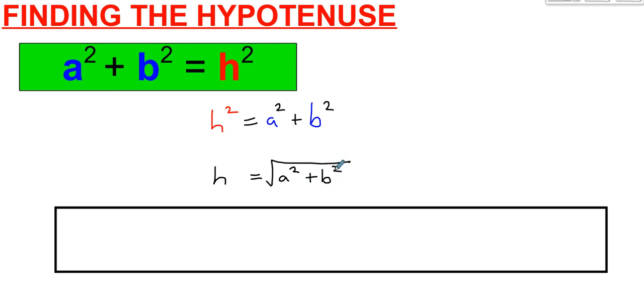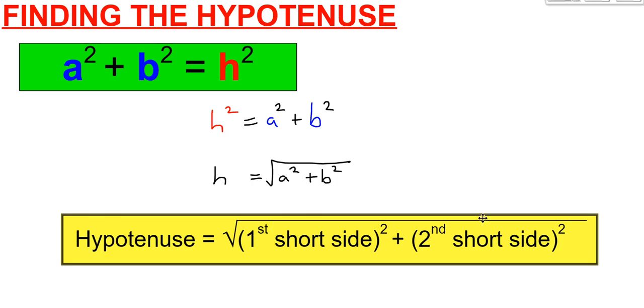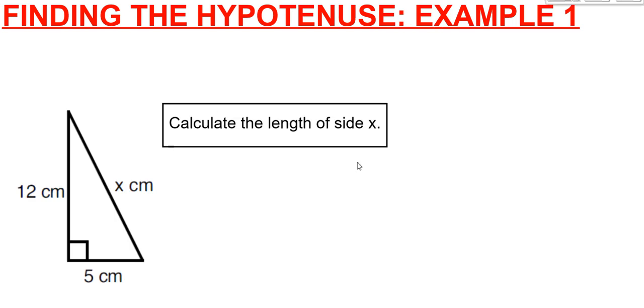So if at this point we remind ourselves that h is the hypotenuse and a and b are the shorter sides, we can put this into words and arrive at this formula which puts it simpler. So the hypotenuse is the first short side all squared plus the second short side all squared, all of that square rooted. So with a decent enough calculator, this can be done in one step, which I'll come to in a moment. So I'm going to show you now.